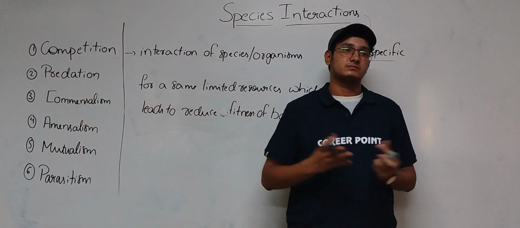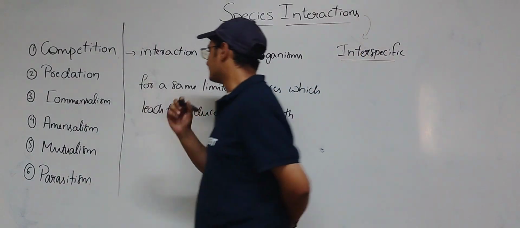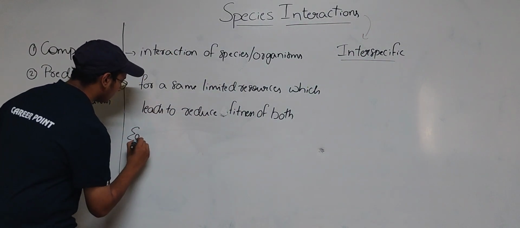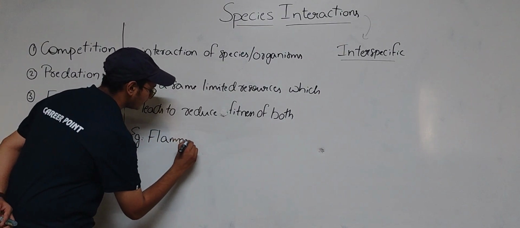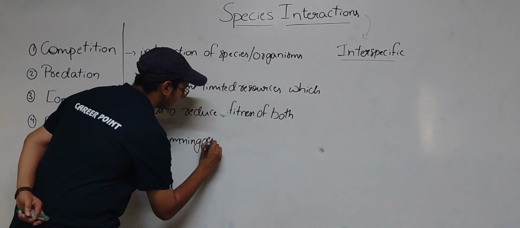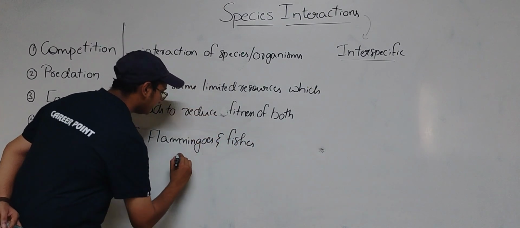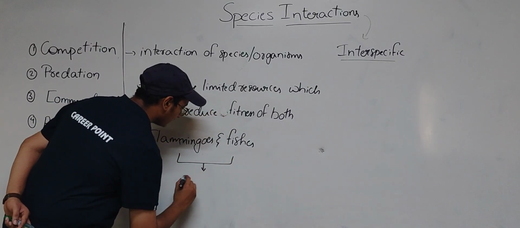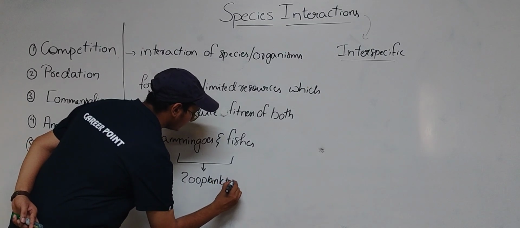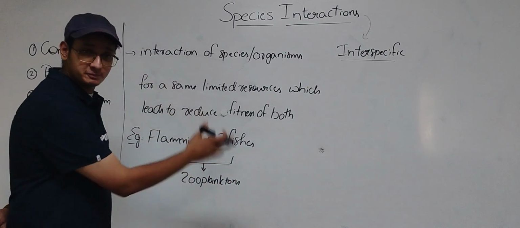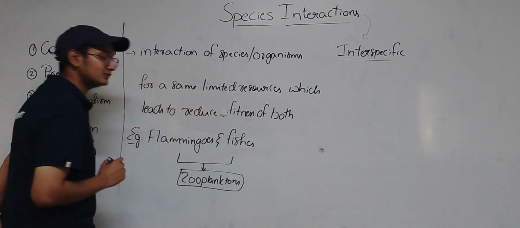What will happen now? Both organisms' fitness will get reduced. Now, let's see an example. In the South American lakes, there are flamingos, which are birds, and resident fishes. They both depend on zooplankton for food. Two different organisms, two different species, are now competing for the same kind of food, zooplankton.